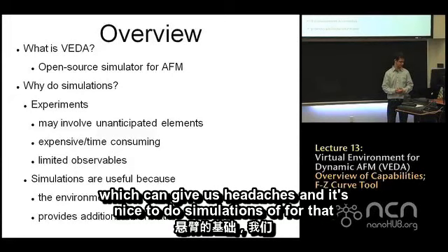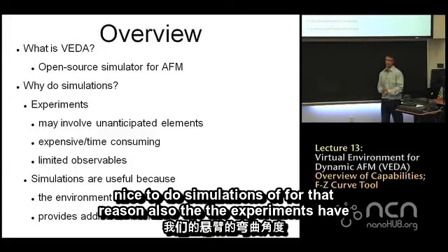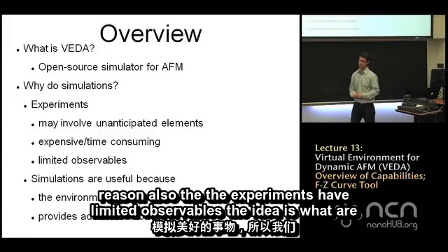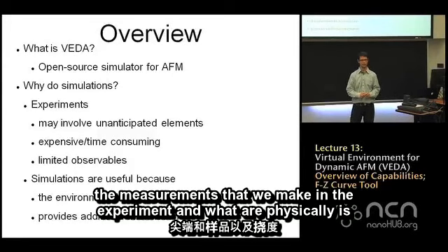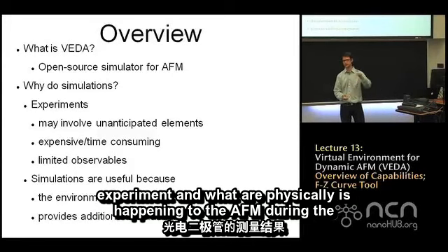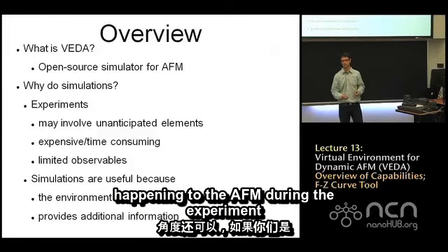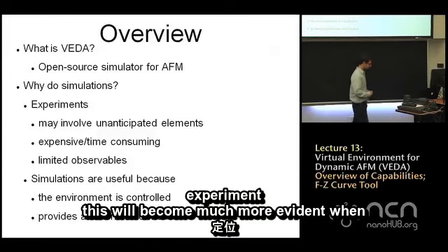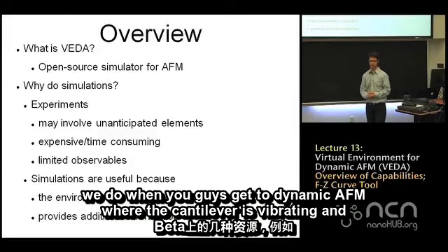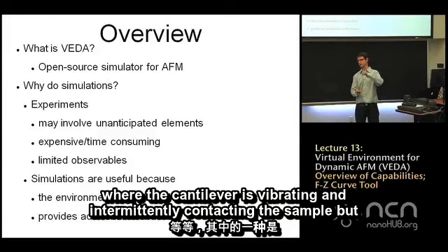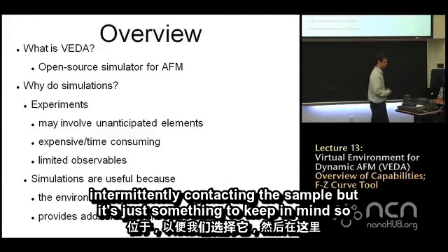So there are always these unanticipated elements in the experiment which can give us headaches, and it's nice to do simulations for that reason. Also, the experiments have limited observables. The idea is, what are the measurements that we make in the experiment, and what physically is happening to the AFM during the experiment? This will become much more evident when you get to dynamic AFM, where the cantilever is vibrating and intermittently contacting the sample. But it's just something to keep in mind.